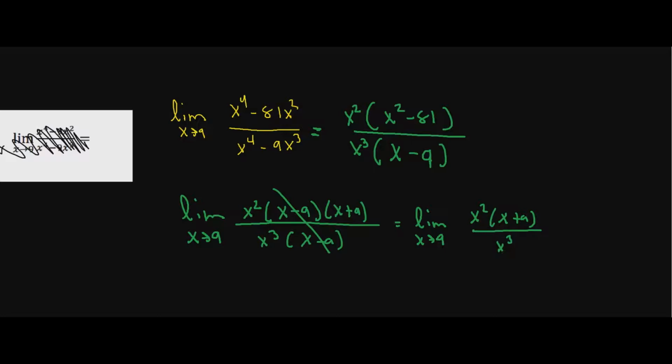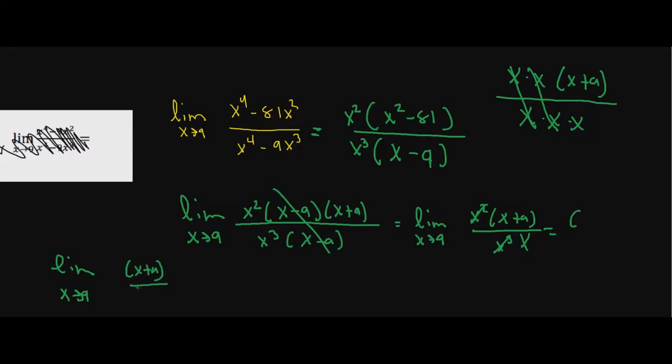Okay, I can still simplify this further. On the top I'm just going to do it very quickly: x times x, and I have x plus 9. x times x is x squared. I'm just showing you how we can simplify this. And we have 3 x's on the bottom because it's x to the third. Well, this cancels and this cancels, so 2 of these cancel with this, and we're just left with 1x. So we're going to be left with the limit as x approaches 9 of x plus 9, all divided by x. Now I plug in 9 for x, and I'm going to get 9 plus 9 divided by 9.